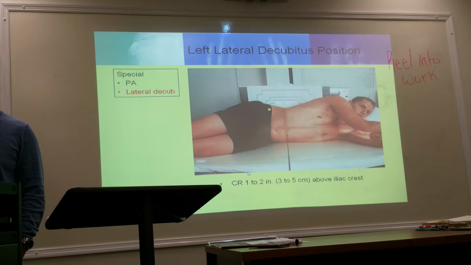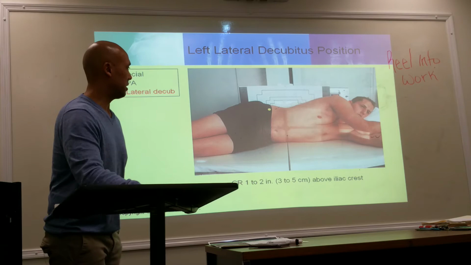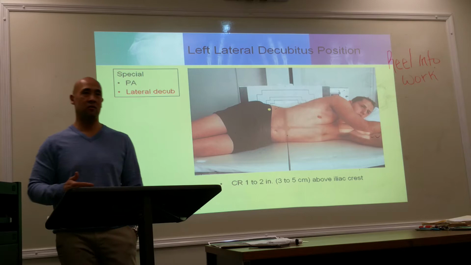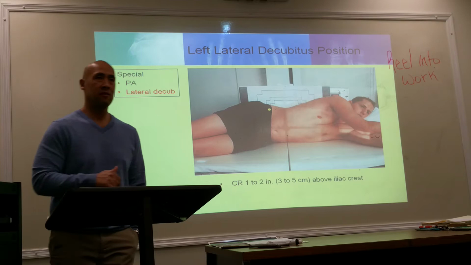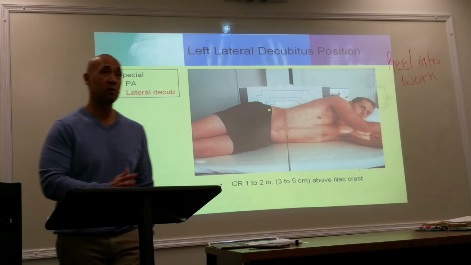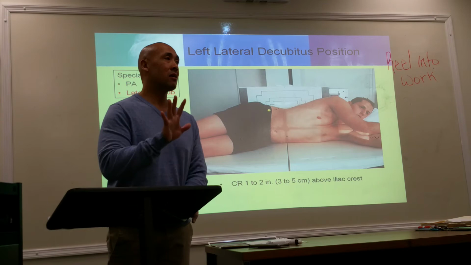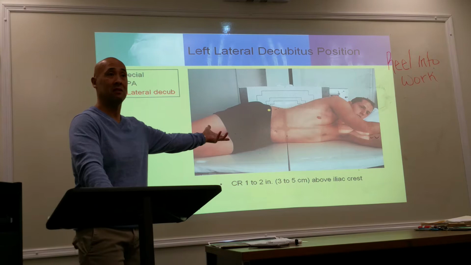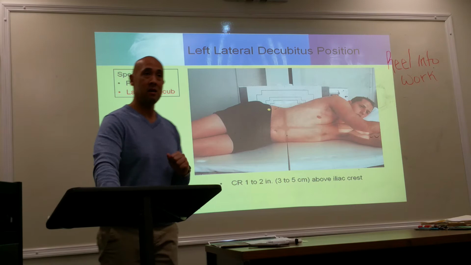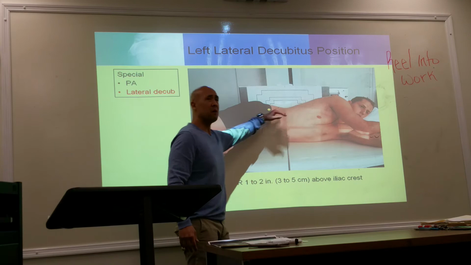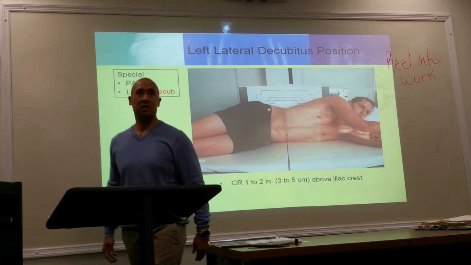Left lateral decubitus. If the patient cannot stand up, this is the optional view. The whole purpose of an upright abdomen is to evaluate for air and fluid levels. So if they can't stand up, we're going to put them on their side. Same rule applies: you want them laying on their side for about 5 to 10 minutes, so the fluids can settle and air can rise. Now we're looking for air on the upper side of the abdomen. If they're laying on their left side, we're looking for air on the right side.